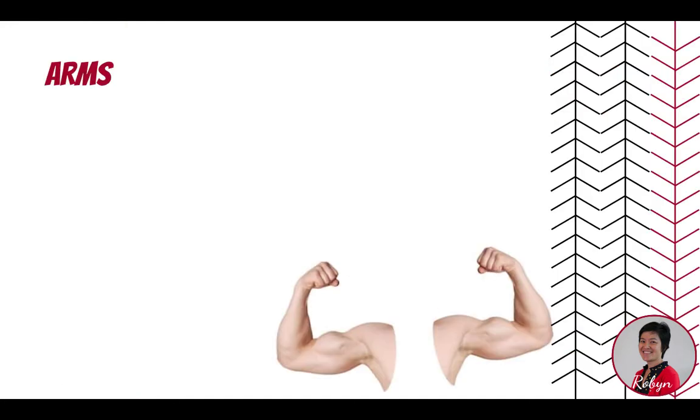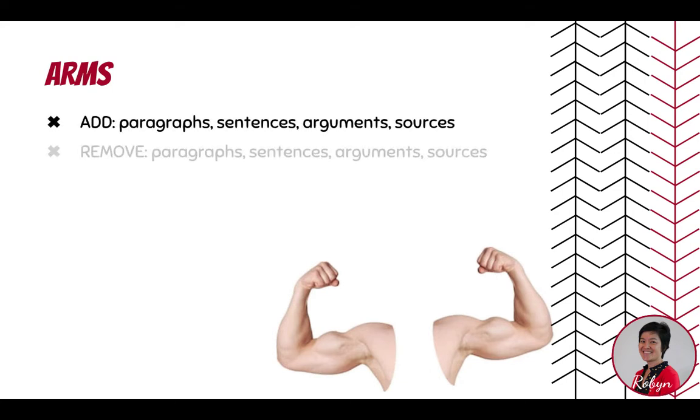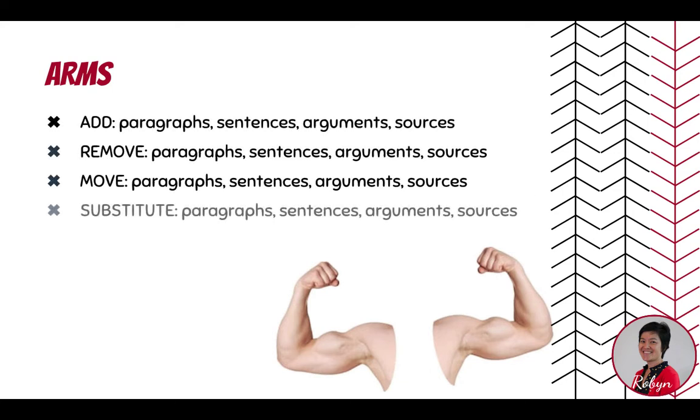So when we're talking about revising and ARMS, we're talking about adding, removing, moving, and substituting big things like paragraphs, sentences, arguments, and sources. Maybe you're reading through your draft and you realize that there's a big piece of the argument that you forgot to include. Maybe you decide you want to add in a source to support a certain part of your argument. Or you meant to add a paragraph about the history but forgot.